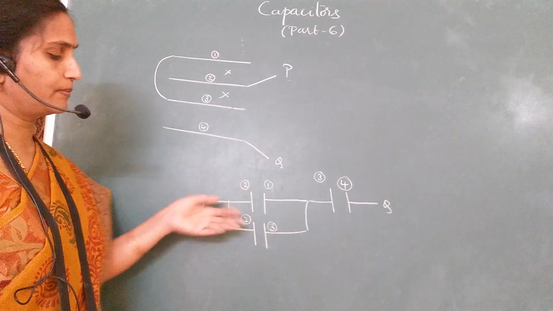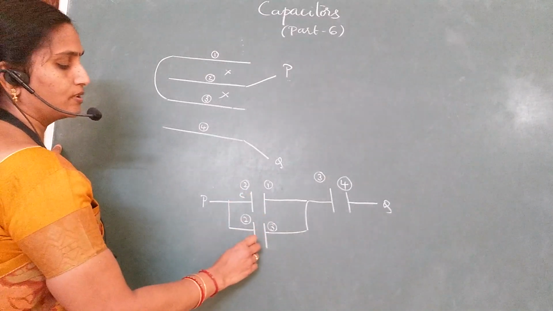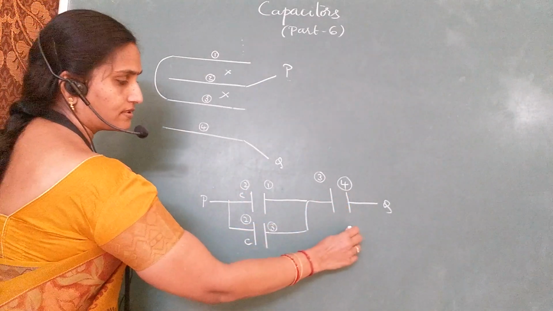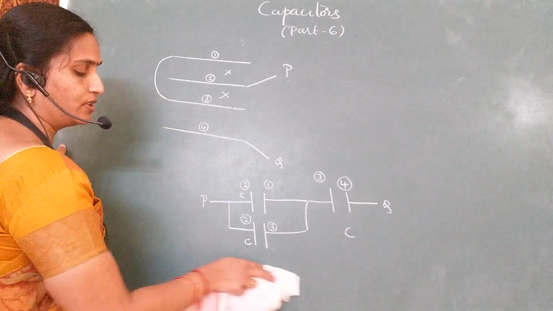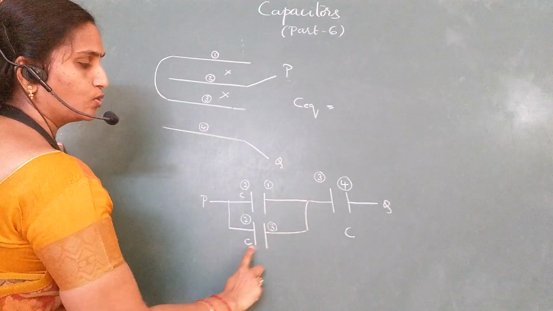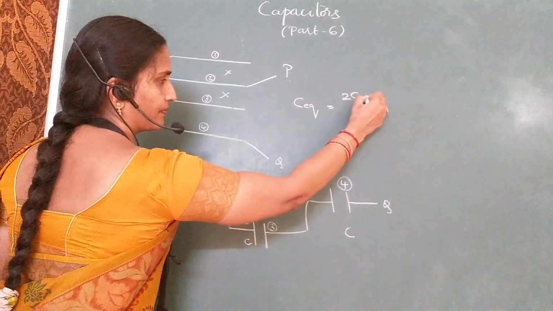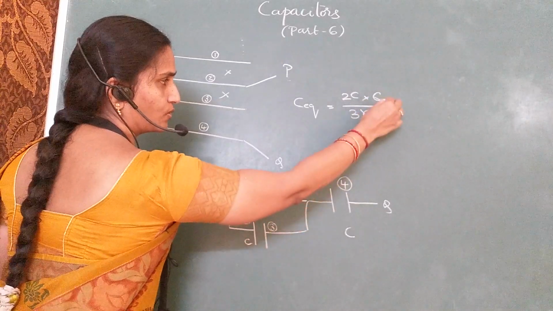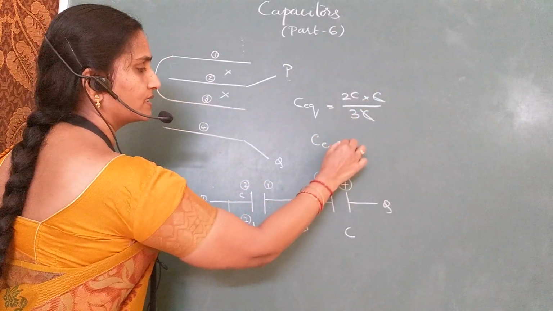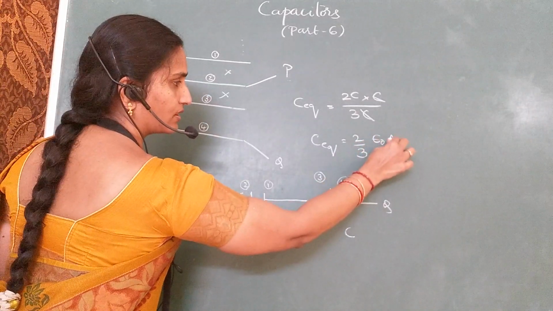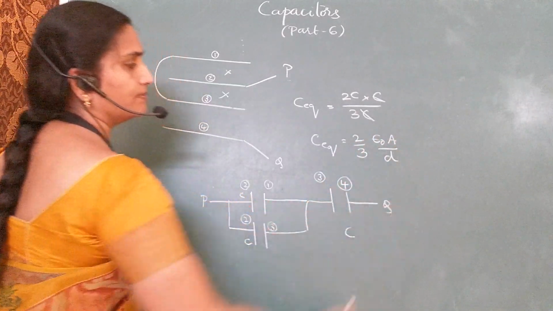So what is the equivalent capacitance when these two are in parallel combination? C and C, 2C, and this is C. So when you find out the equivalent capacitance, we get 2C into C divided by 2C plus C, that is 3C. So what is your equivalent capacitance of this network? 2 by 3 times of C, where C is epsilon naught A divided by D.